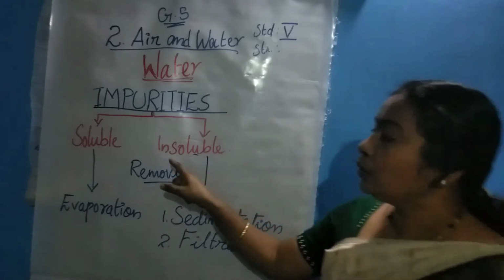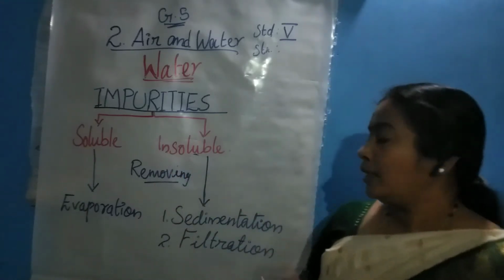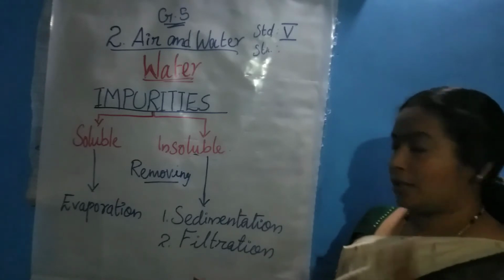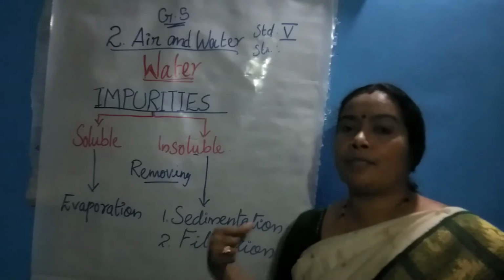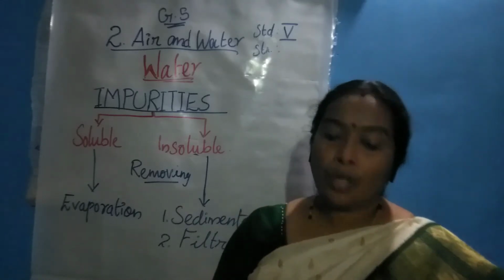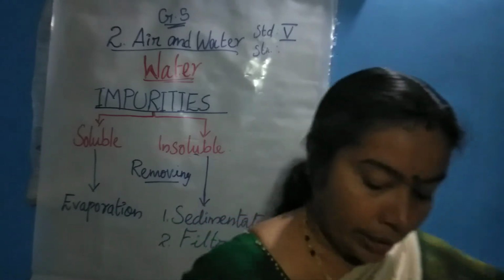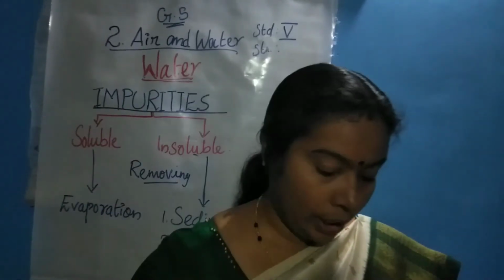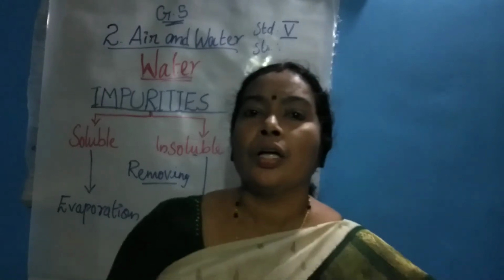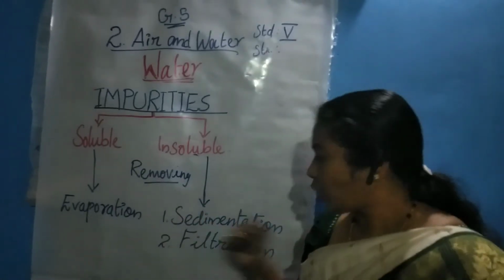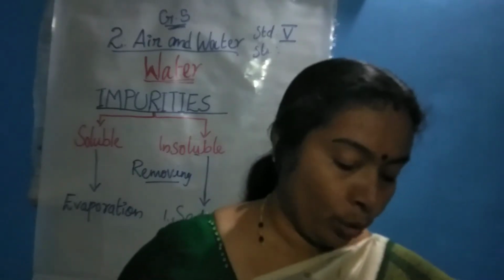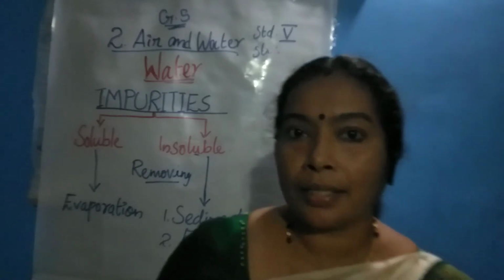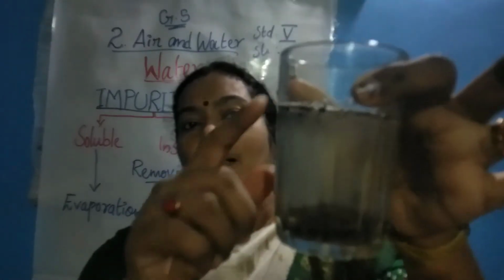But to remove the insoluble impurities, we use two processes, sedimentation and filtration. To understand these processes, we are going to do two activities. In that, I have a cup full of water. To understand the process of sedimentation, I am going to mix sand into this cup of water. See, this is sand mixed water.